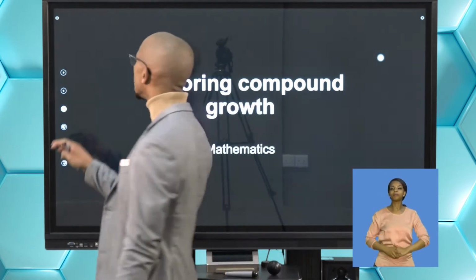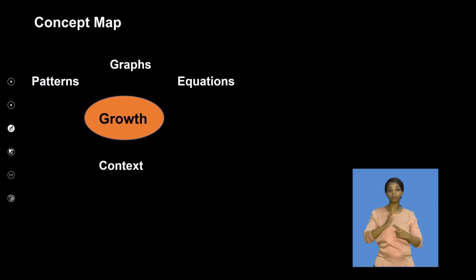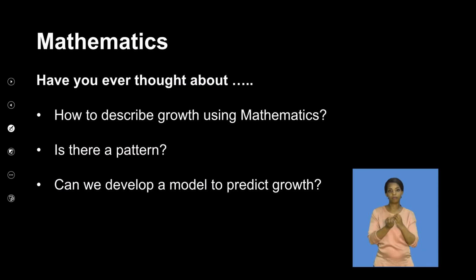But before that, let's just go back quickly and recap on what we've done in our previous lesson. So we've looked at our big idea, which was growth, and then under growth we looked at what we call a pattern, the graphs and equations, and then the context played a very big role because we looked at society and then we looked at finance as well. And then what I wanted you guys to think about was, if we are describing growth using maths, we talk about whether there is a pattern, and we talk about whether we can develop a model to predict some growth.